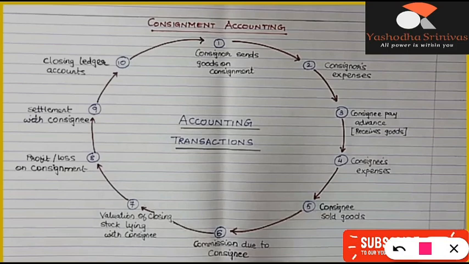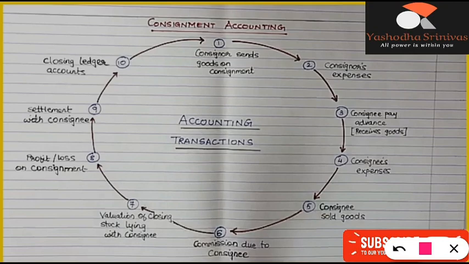Next, consignor's expenses. What do you mean by consignor's expenses is, it can be non-recurring expenses, it can be recurring expenses. What are non-recurring expenses? Non-recurring are those expenses which are not going to appear the next time, which are not recurring in nature, and are not going to come again and again in the future. So those type of one-time expenses are nothing but non-recurring.